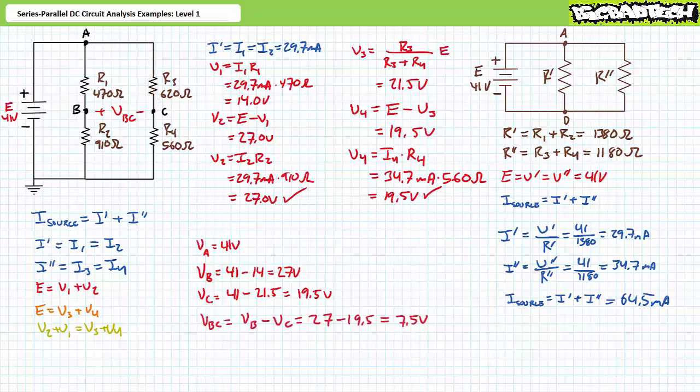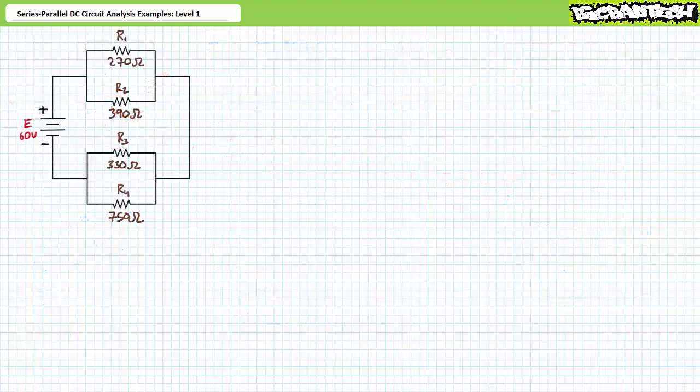VB with respect to C is VB minus VC. 27 minus 19.5 volts demonstrates that VBC is 7.5 volts. All right, let's move on to our next illustrated example. Our next illustrated example features a series parallel combination of 4 elements.